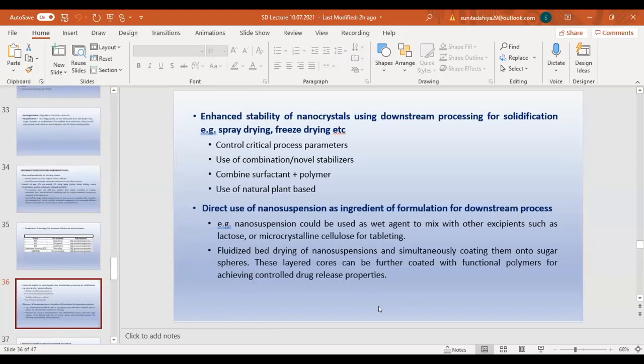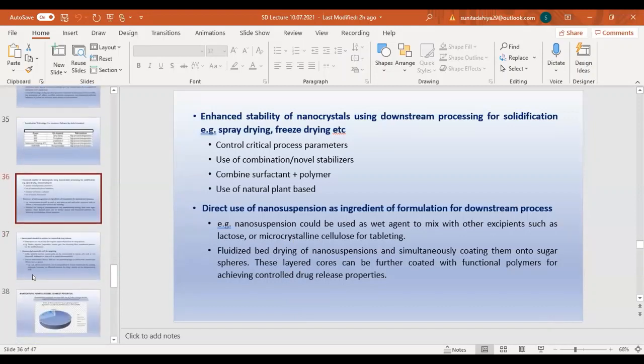Also, fluidized bed drying is used for the nanosuspension. So it will be dried, and then simultaneously you can coat that dried material onto sugar spheres. So once you have these layered sugar spheres as a core, those cores can be further coated with the functional polymer. This can be done if you want to achieve controlled release from the nanocrystals, because as such nanocrystals will not give you controlled release. So you have to use other formulation approaches to get the advantage of the nanocrystal in terms of controlled release.